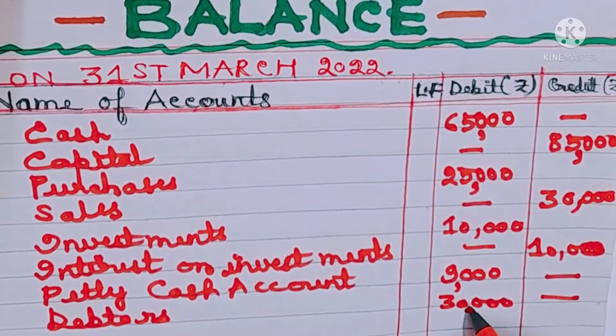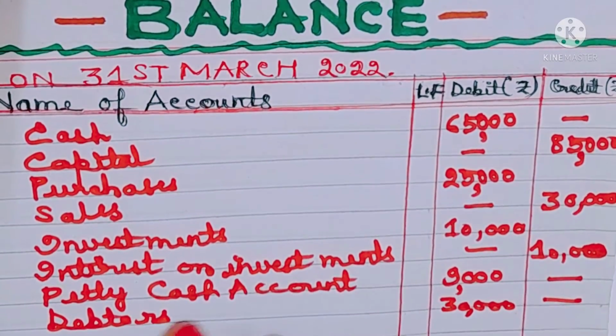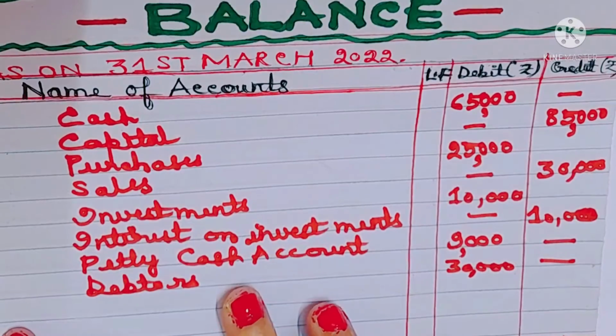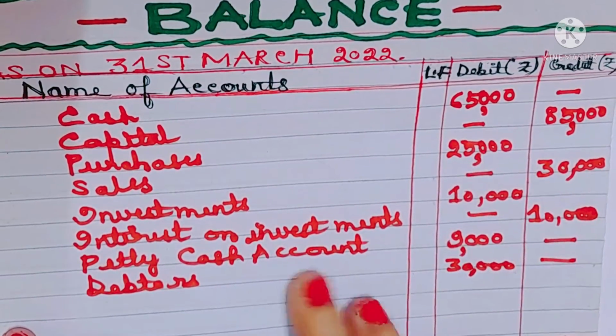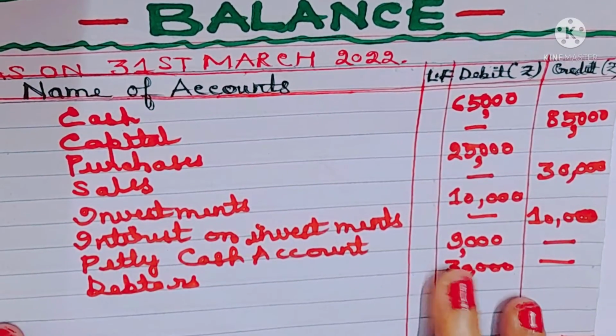Why debtors has a debit balance? Because debtors falls under personal account. According to personal account, the receiver of the benefit is debit. Here the debtor is the receiver of the benefit. So, debtors account will be debited. Understood? Let's see the last account.